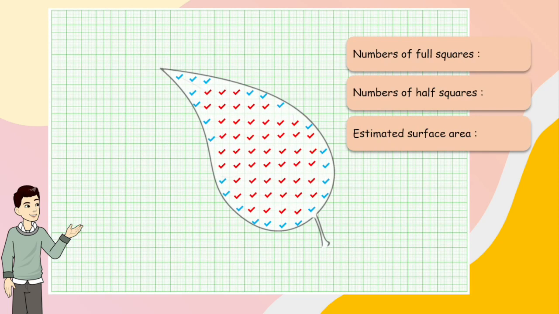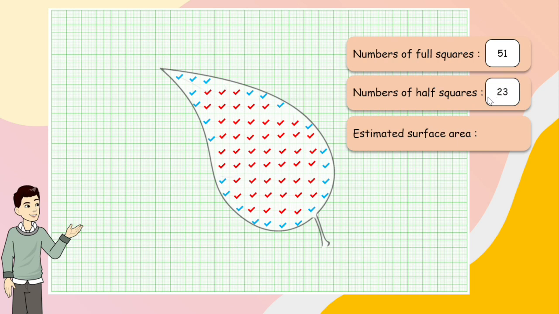So the next step that we need to do is count the number of full squares which we have ticked with red pencils or red pens. If we count each of these, we will get the number 51. Next we need to count the number of half squares which we have ticked with the blue ones. If we count all of this, it's about 23.